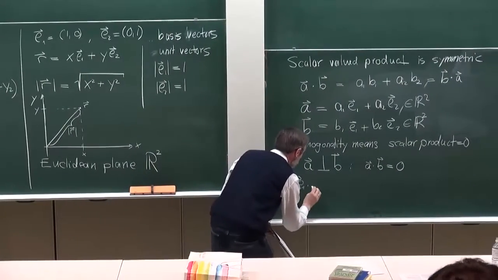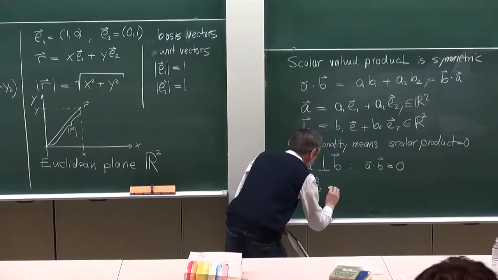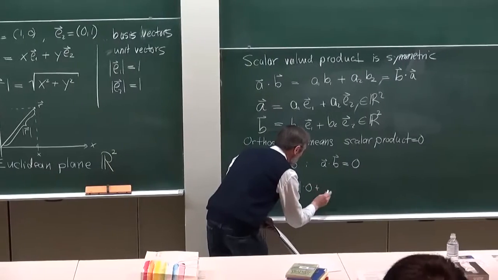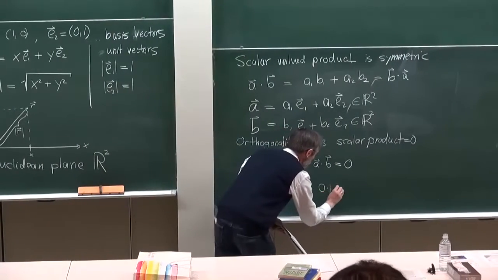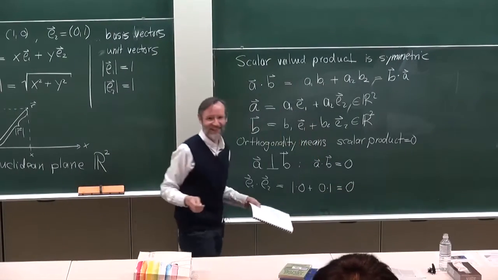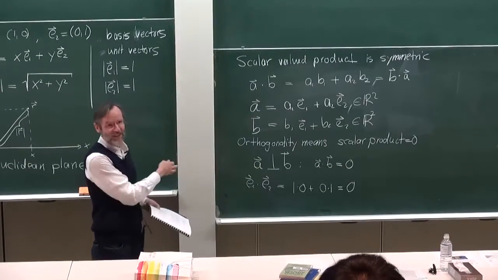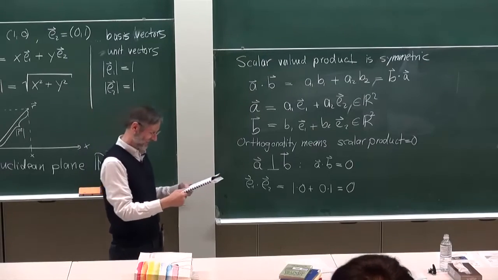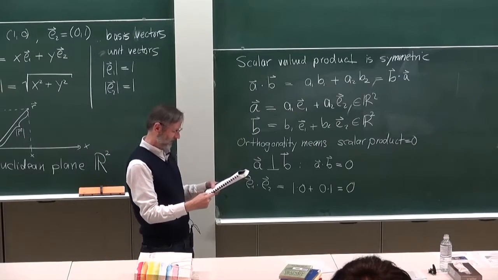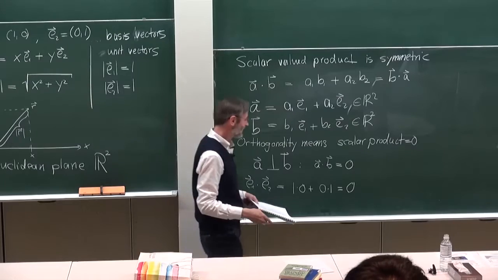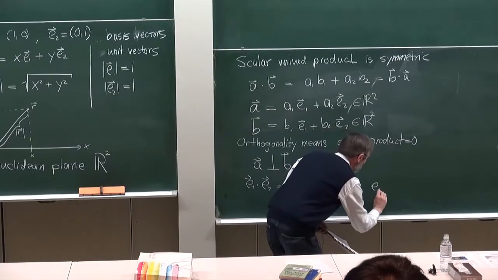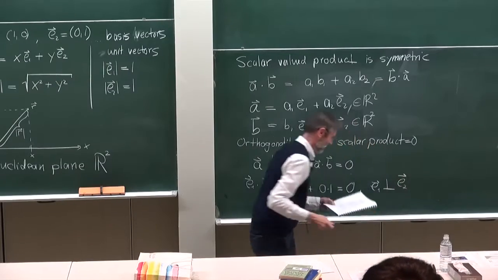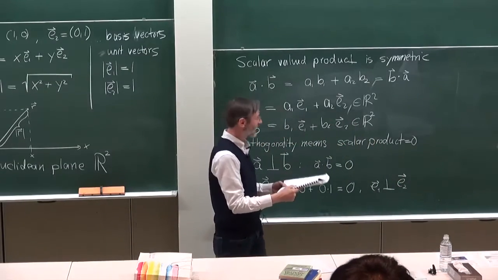E1 inner product E2 is 1 times 0 plus 0 times 1. So you just get 0. Okay, so definitely with this definition, these two basis vectors are orthogonal. And so we can write E1 is perpendicular to E2.